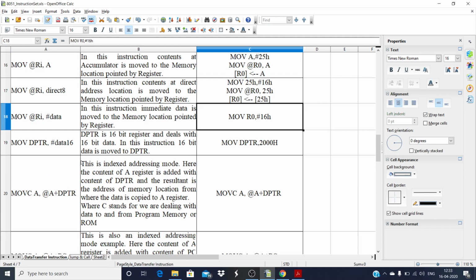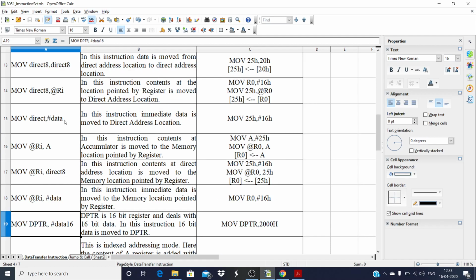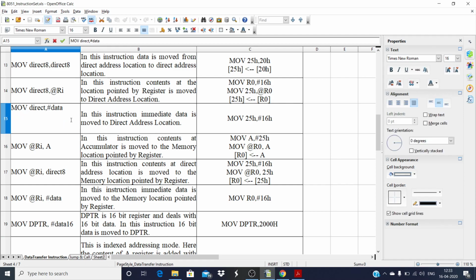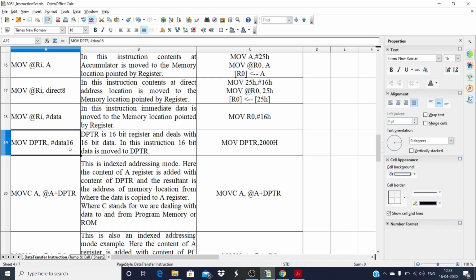Next instruction, MOV DPTR, #data16. Up till now, whatever data we have seen is of 8 bit. And why are we writing 16 over here? Because the DPTR register is of 16 bit, so only a 16-bit value can be transferred to or accessed from the DPTR. That's why we are writing it as data16. So the 16-bit value will be moved to DPTR. This is of immediate addressing type.